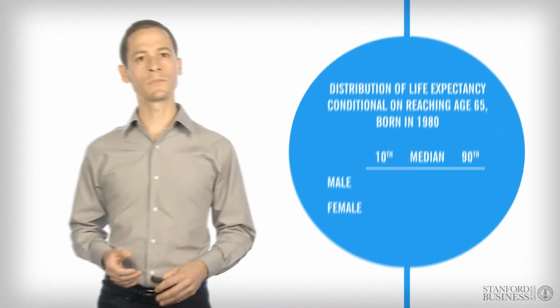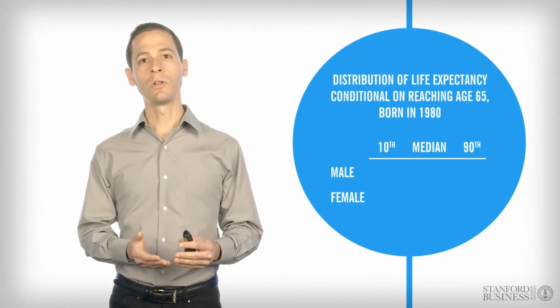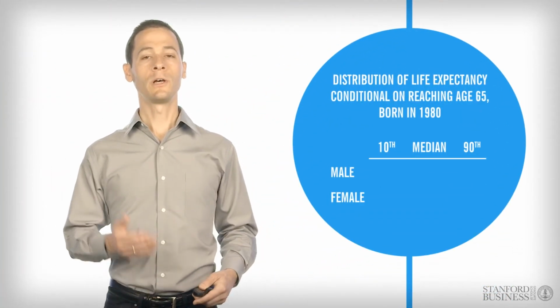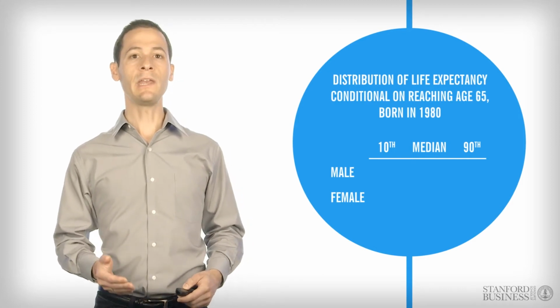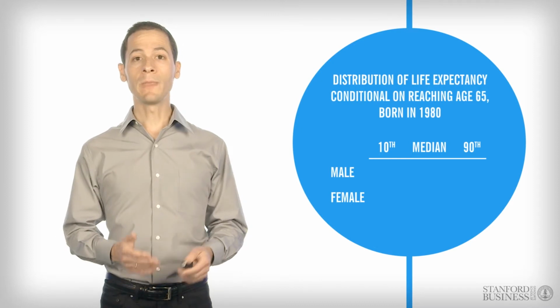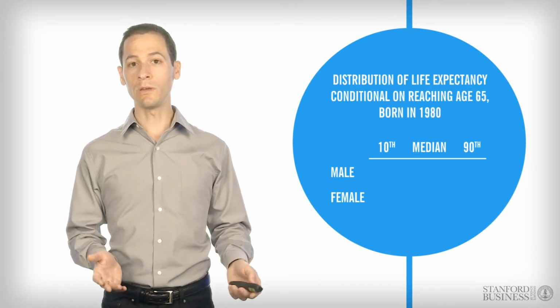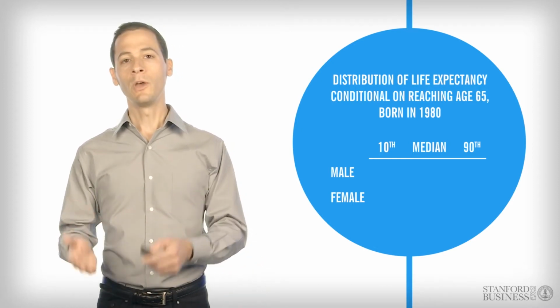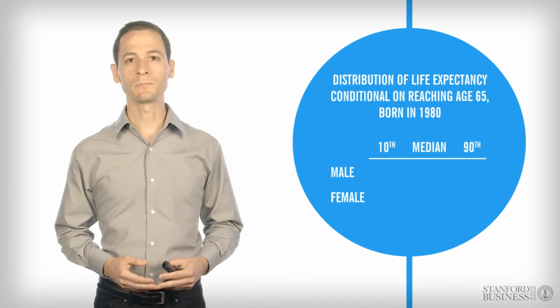We can also ask the question of survival probabilities conditional on attaining a given age. For example, assuming a person born in 1980 eventually reaches age 65, what will be the remaining median number of years he or she will live? And what will be a 10th percentile outcome? And what would be a 90th percentile outcome?